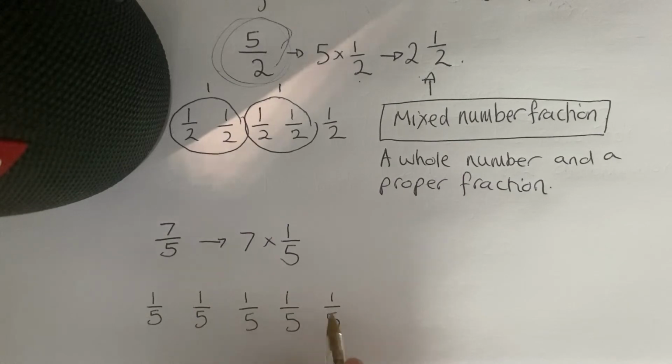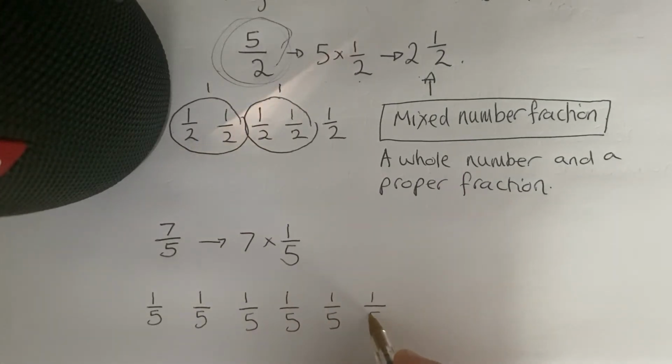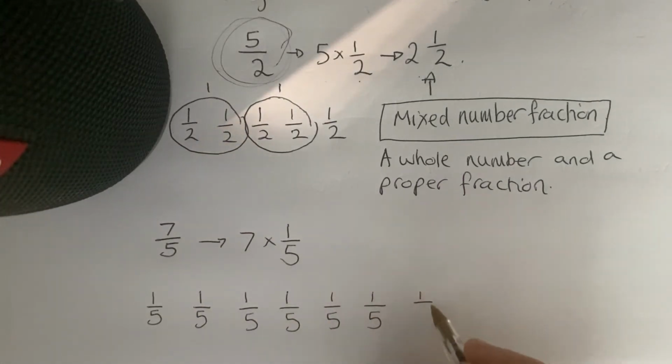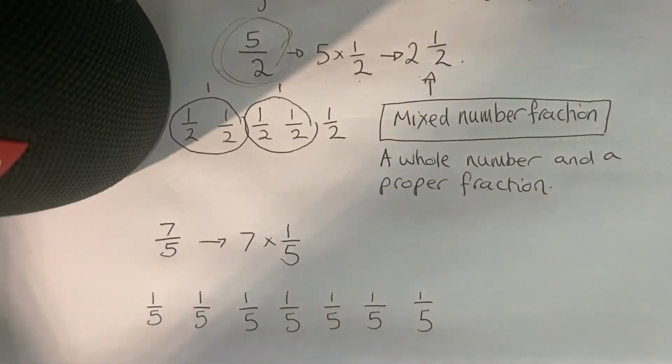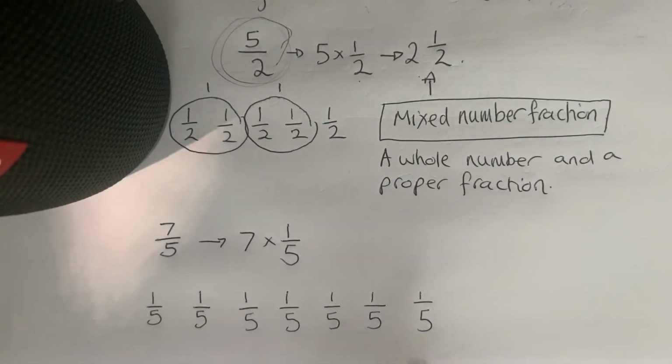One, 2, 3, 4, 5, 6, 7. So that's 1/5 7 times.